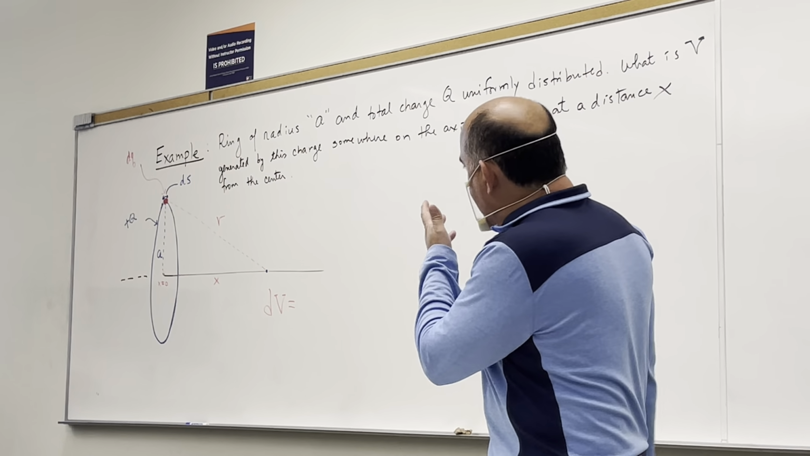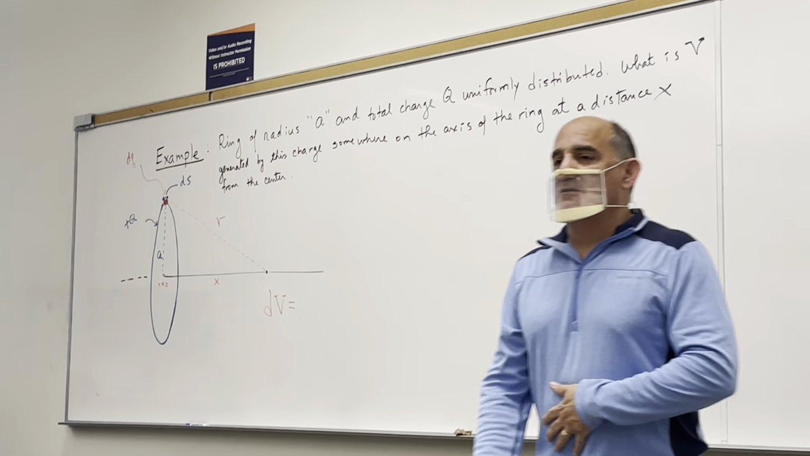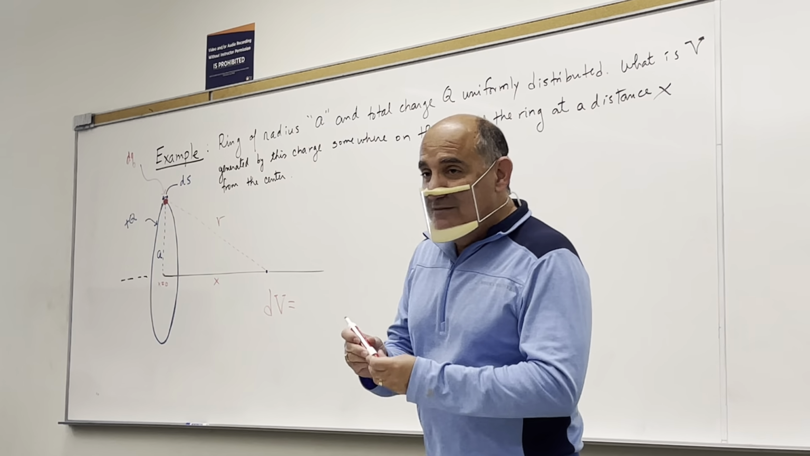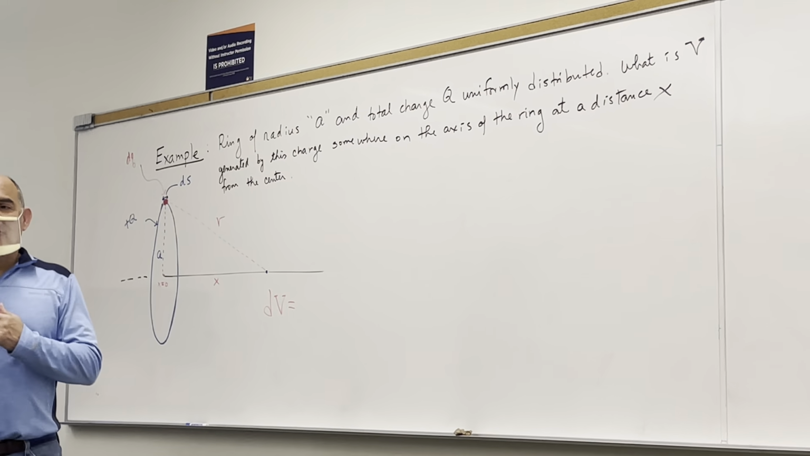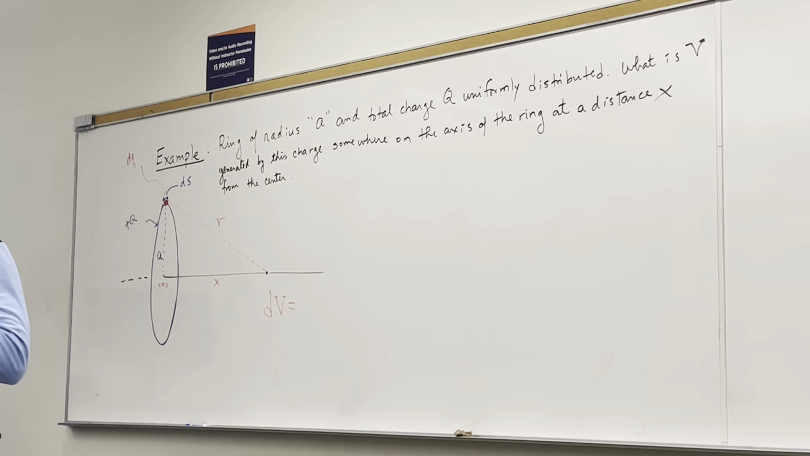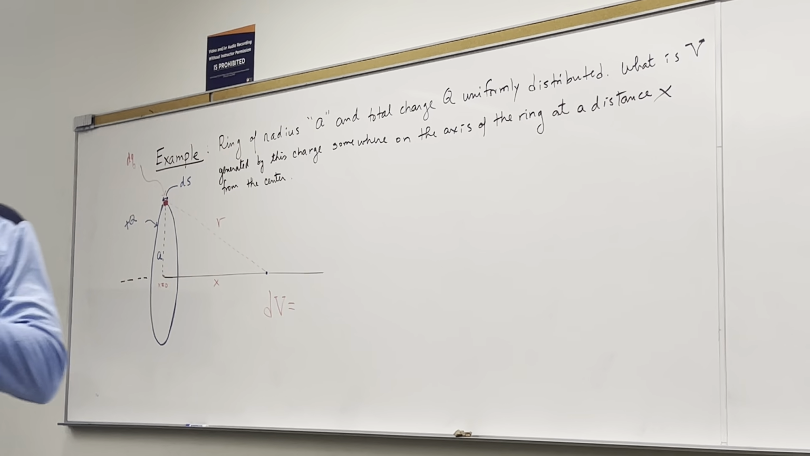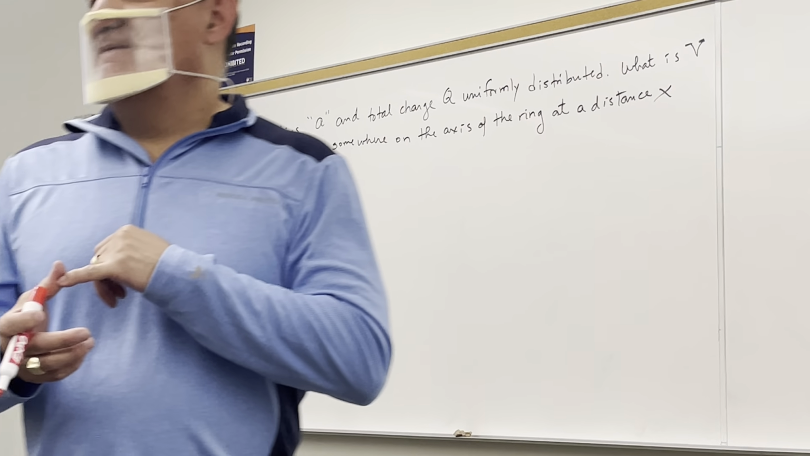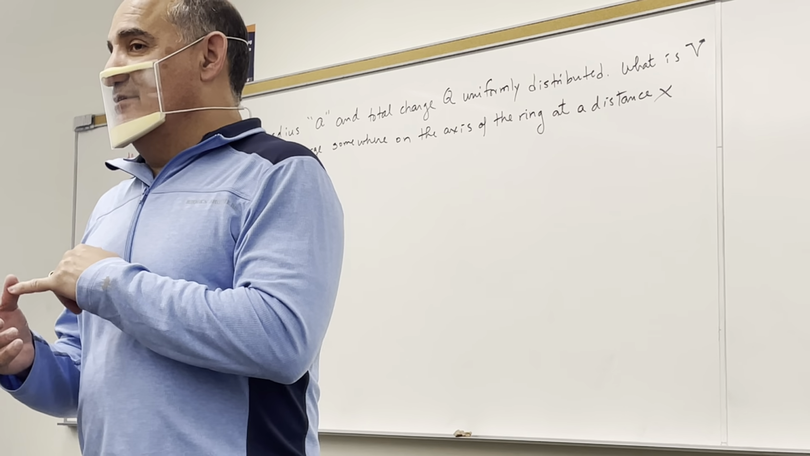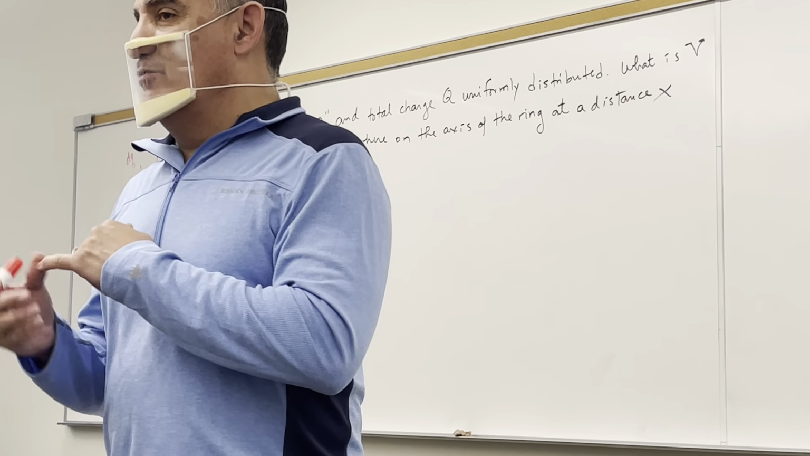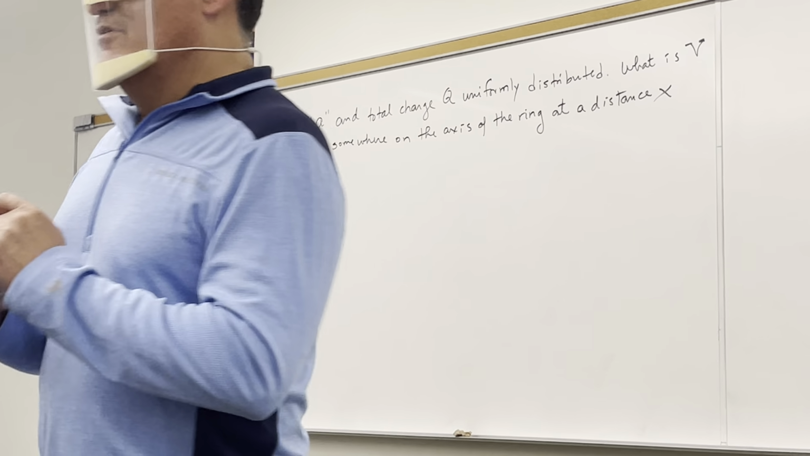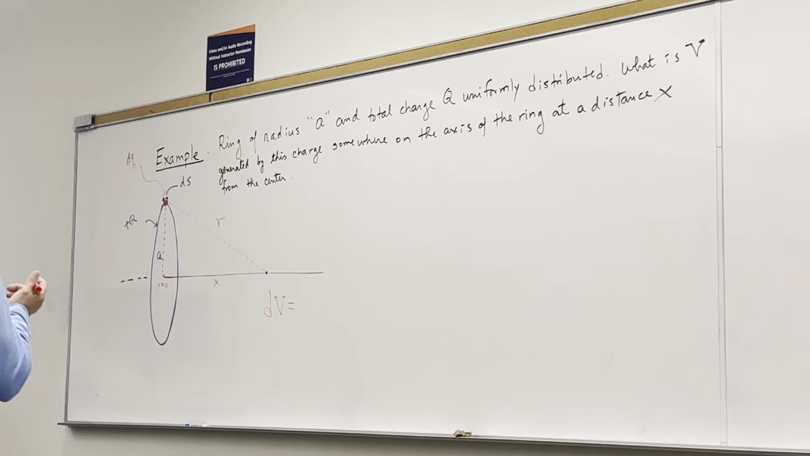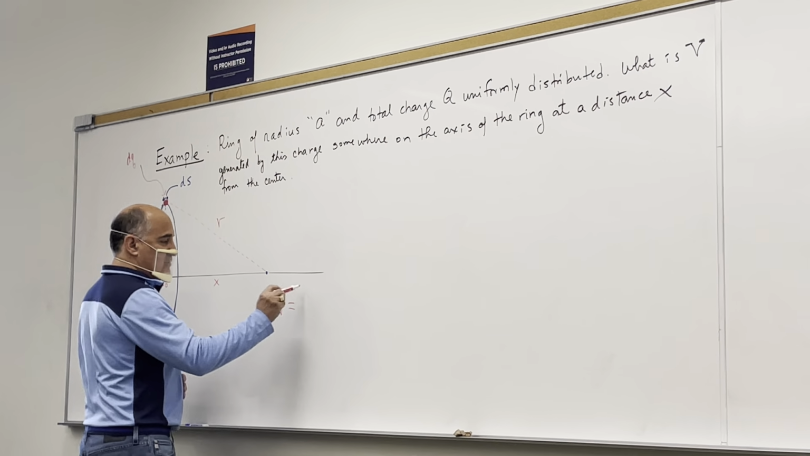If you think of dq as a point charge, what's that? kQ over r squared? No, no square in the denominator. It's electric potential, not electric field. And another thing, it's not kQ over r. What is that charge? dq. So it's k dq over r. Get it?